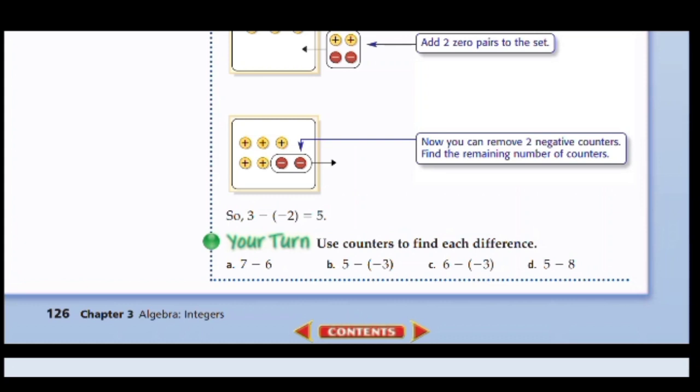A. 7 minus 6. B. 5 minus 3. C. 6 minus 3. D. 5 minus 3.